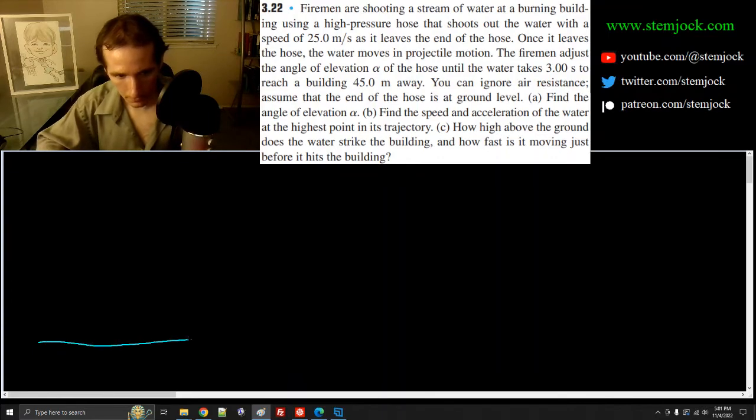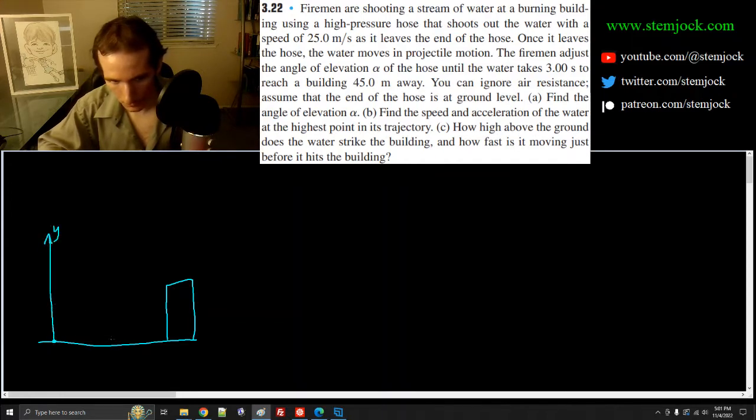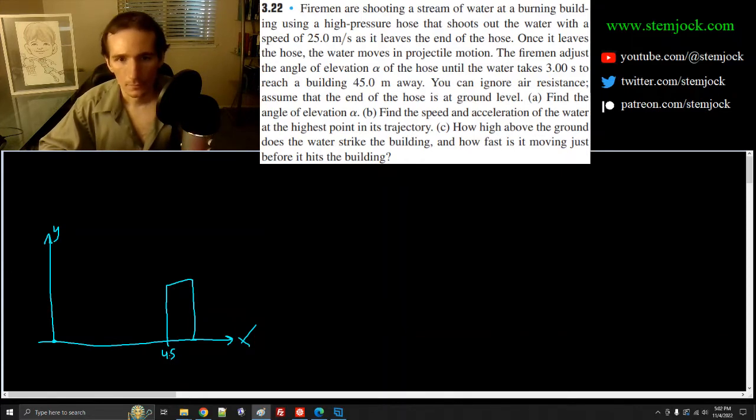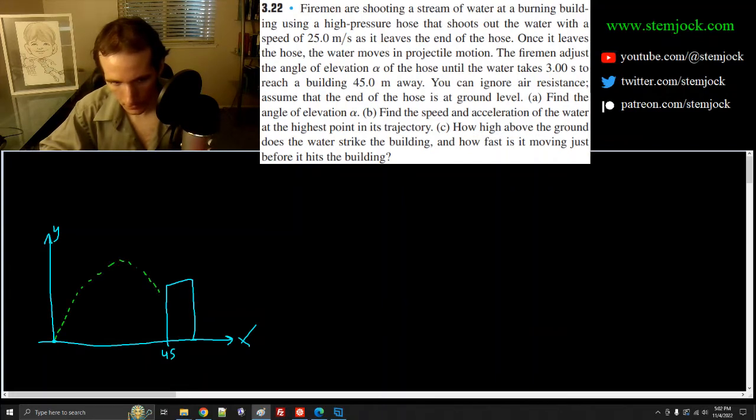Okay, so this here is ground level. This here is the building. These here are the firefighters. I'm going to take this to be my origin. So straight up is going to be the y-axis, and horizontally is going to be the x-axis, like this. It says here that the building is 45 meters away, so this here is 45. Now the hose is at ground level, and the trajectory of the water is going to look like a parabola, something like this.